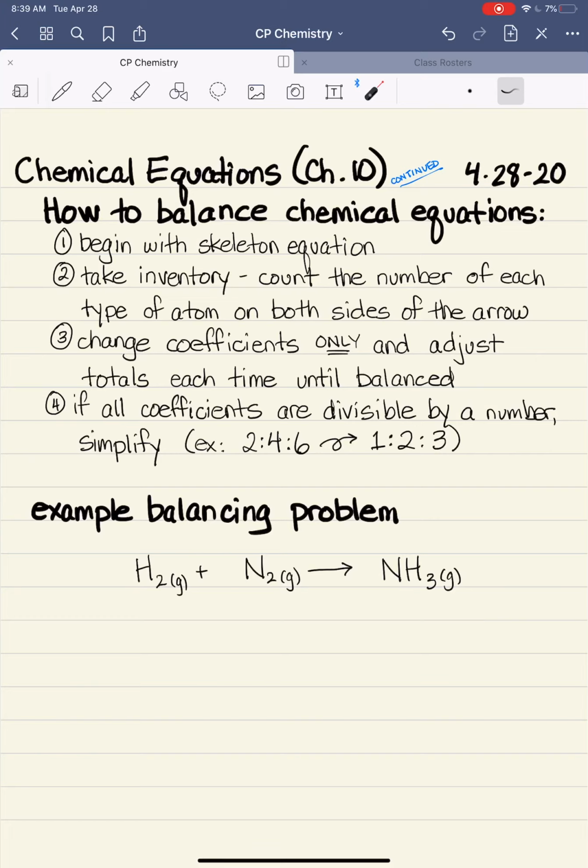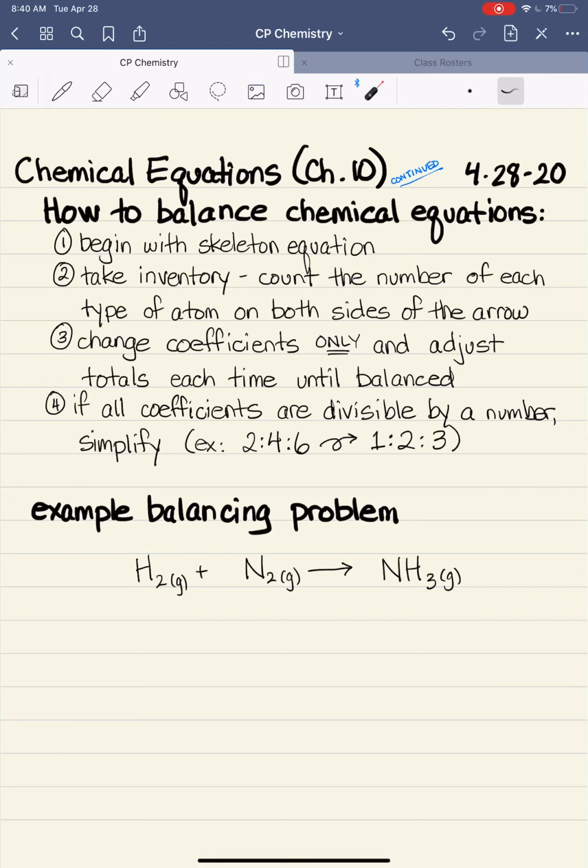Now, sometimes we overshoot the goal. Sometimes our coefficients end up all divisible by a particular number. For example, 2, 4, and 6. Those numbers are all divisible by 2. So if I divide all these numbers by 2, I get 1, 2, and 3, and those will be our coefficients. Now, remember that 1 is not something that we actually write. We leave the space before the chemical formula blank, and that implies a 1.